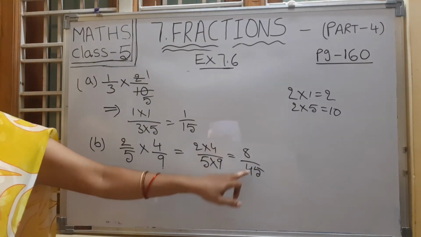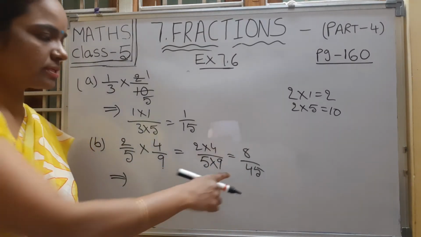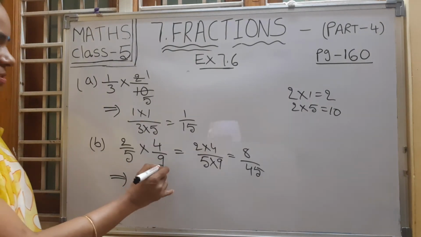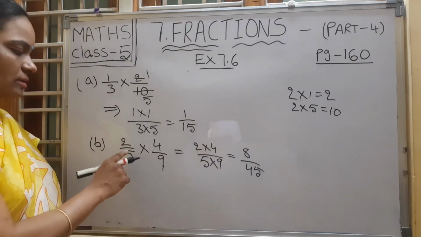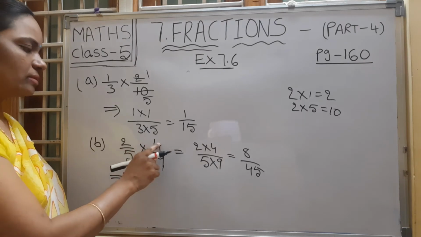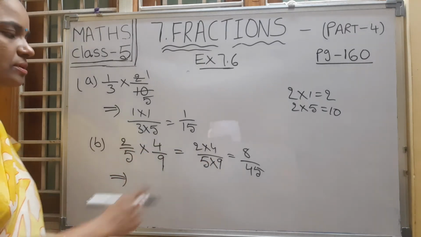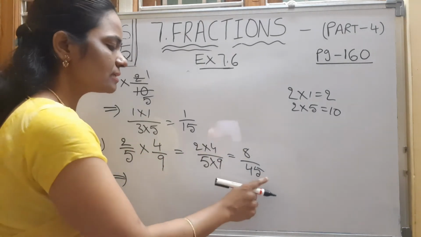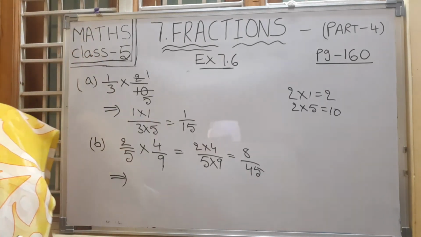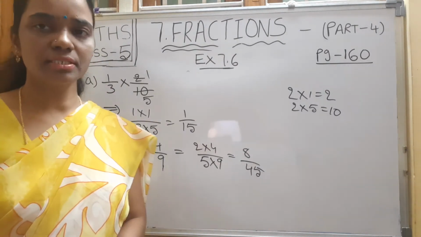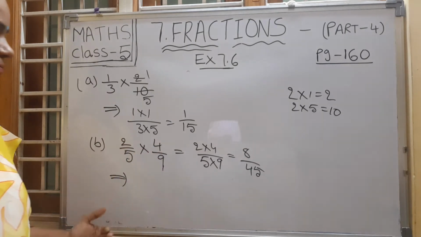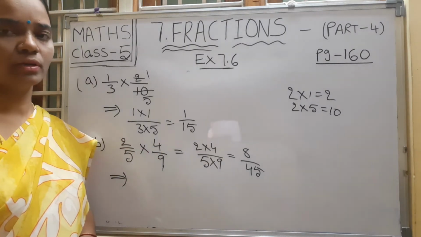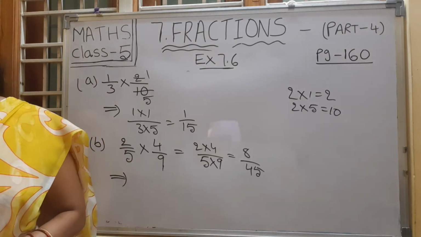We can't take the simplest form. This is the simplest form of this fraction. Cancellation is not possible here, so directly multiply the numerators and denominators. 2 4s are 8, 5 9s are 45. 8 by 45 is the simplest form. Final form. We can't simplify it. Yes, children, note it down.